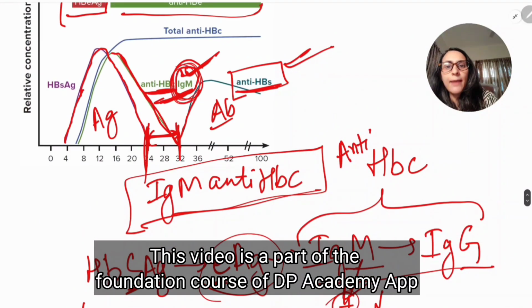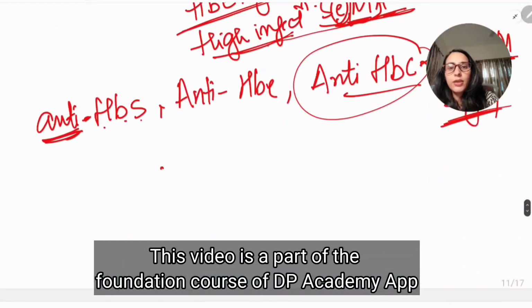Marker of window period is immunoglobulin M, because between the antigen and the antibody in the window period, you will see immunoglobulin M. So the marker of window period is immunoglobulin M.